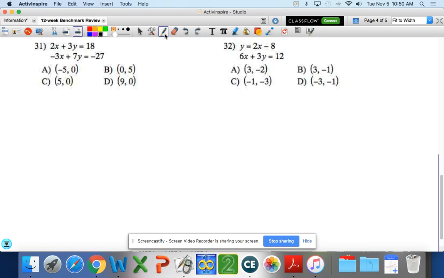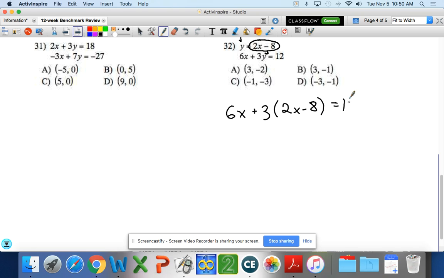Because for substitution, our step one is isolate a variable. That's already done for us. Our next step was to take whatever was on the other side of that equal sign and plug it into our second equation. This time we plug in for y because that's what was solved for. So rewriting that bottom equation, 6x plus 3. We don't have y anymore. We have 2x minus 8.